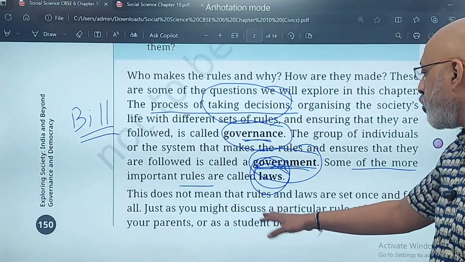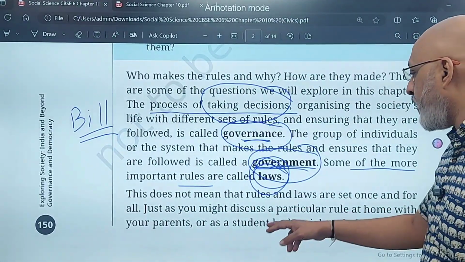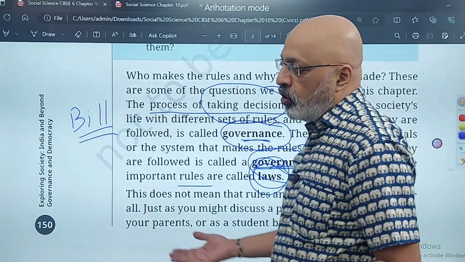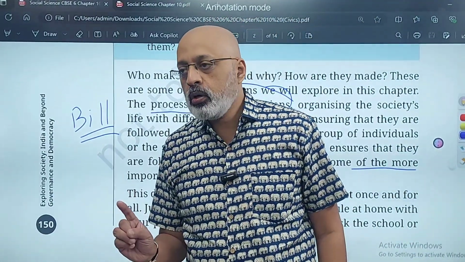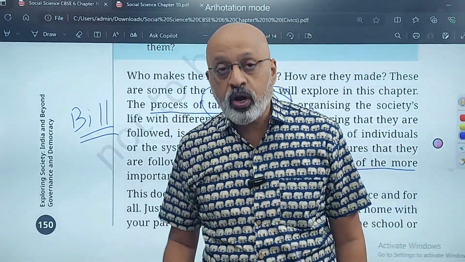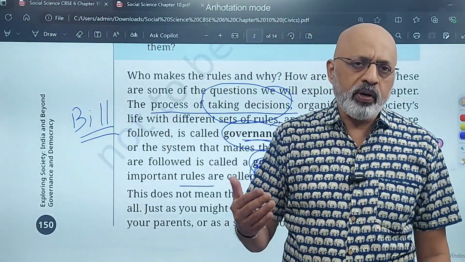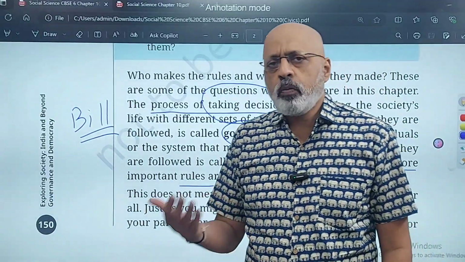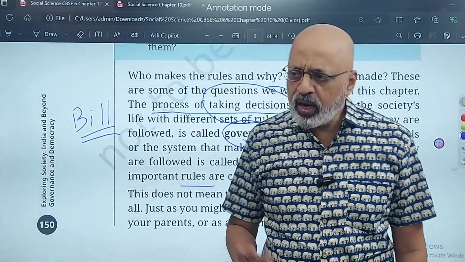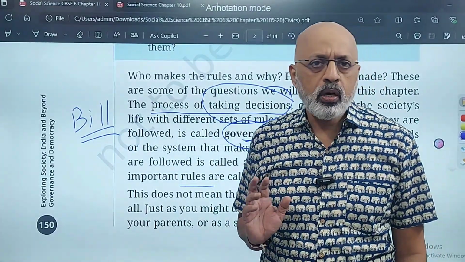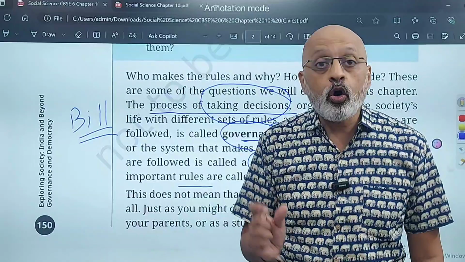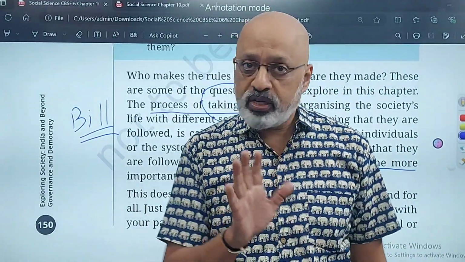Okay. Just as you might discuss a particular rule at home with your parents, or as a student body might ask the school, like for instance, at home, your parents may make a rule that you have to come home by 7 o'clock. After 7 o'clock, not allowed. When you grow up a little, now you're in 6th class, when you go up to 8th class, maybe they will extend this to, let's say, 8 o'clock. That by 8 o'clock, you should be back home. So, rules can be changed depending on the changed circumstances.